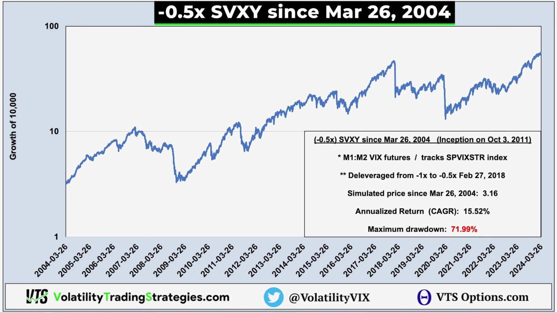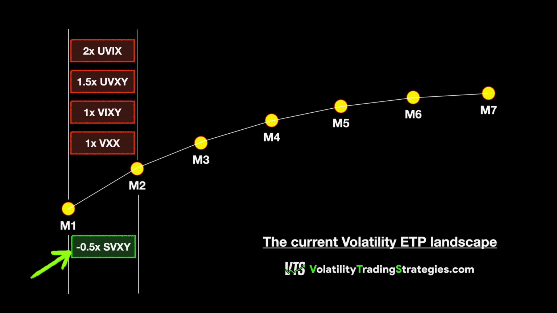But this is an inverse volatility product. That's why when we put it on the landscape, it goes down here. Highlighted green because this is short volatility. It's the minus 0.5 times half leverage SVXY.